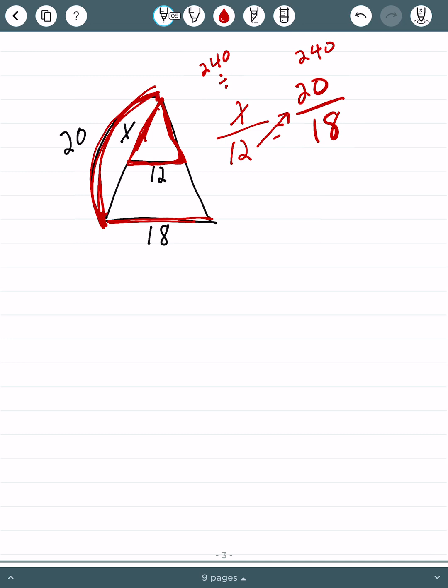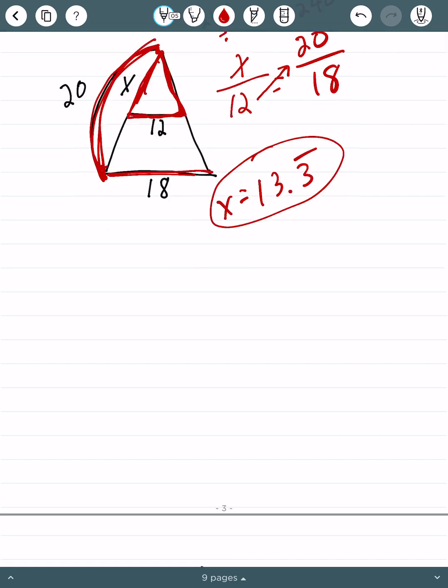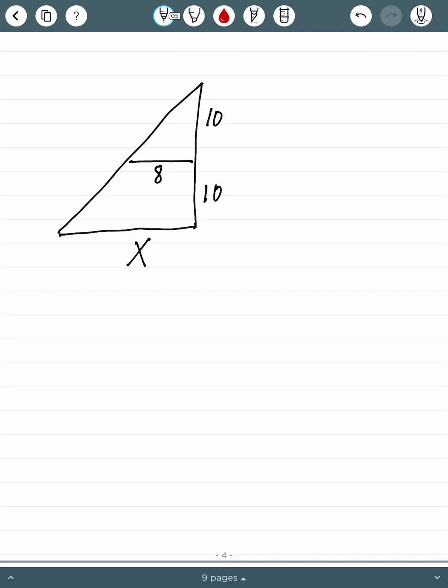Okay, 240 divided by 18 says 13.3 forever. Okay, so that's the answer. X equals 13.3. Let me make sure I hit that right. 240 divided by 18. Yep, 13.3. So there's your answer. Please go ahead and use a calculator. I'm more interested in you getting these set up correctly, okay? All right, let's look at this one.